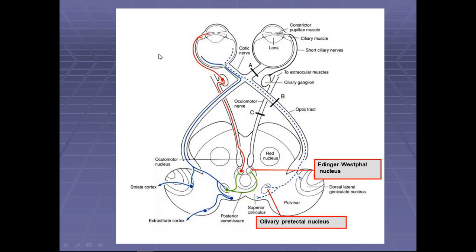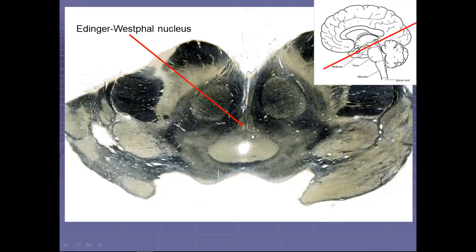Hence, the more intense the light that falls on the retina, the higher the firing rates of this pathway, which leads to a more constricted pupil. Here is a section showing the Edinger-Westphal nucleus and the level of the nucleus in the midbrain.